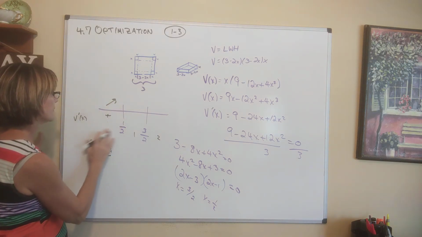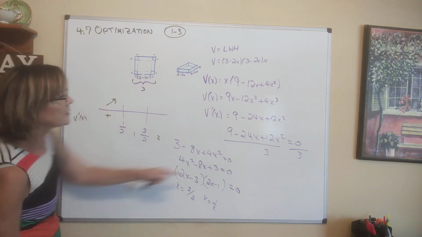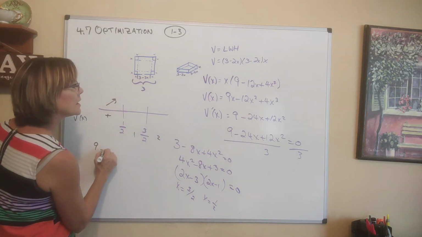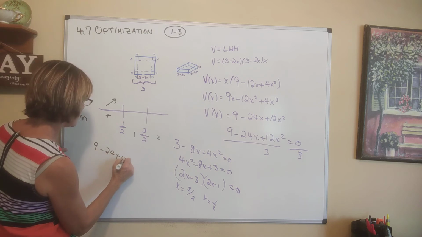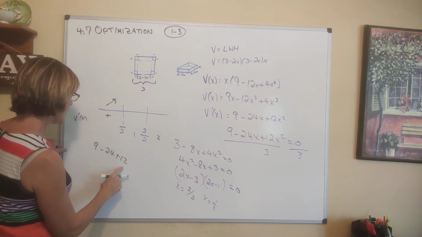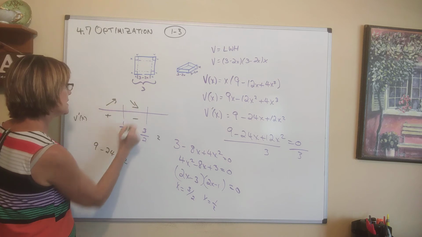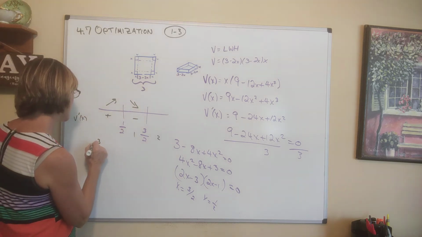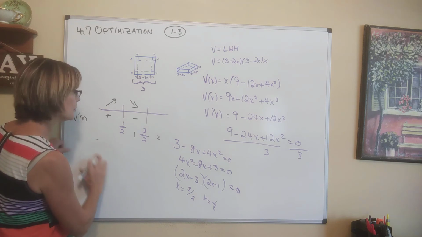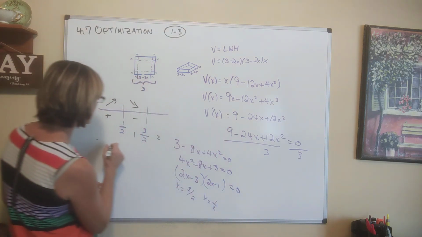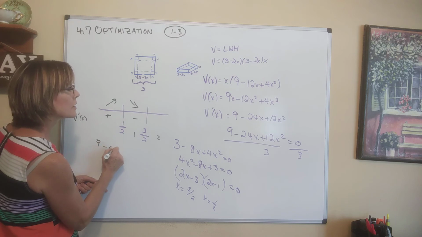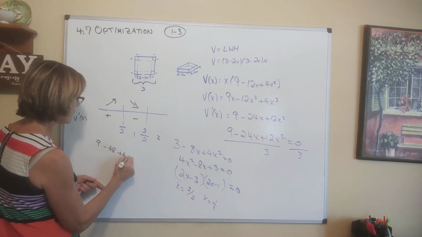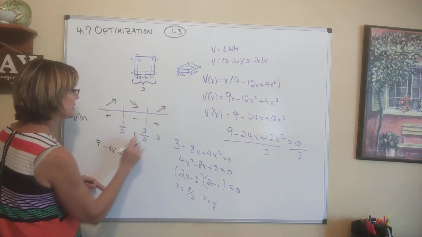This is increasing. When we put 1 into the derivative, we get 9 minus 24 plus 12. That's 21 minus 24. We get a negative here. This is decreasing. And when we put in 2, what do we get here? 9 minus 48, since 2 times 2 is 4, times 12 is 48, plus 48. We get a positive, so it's increasing.